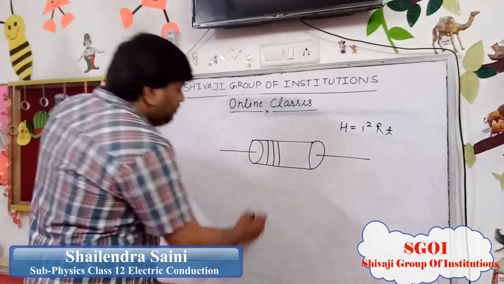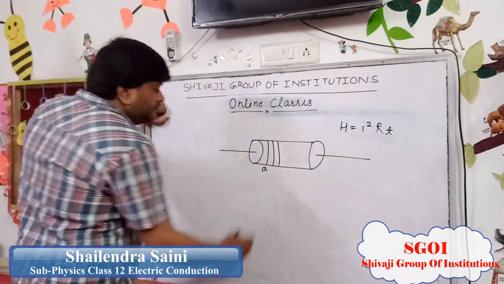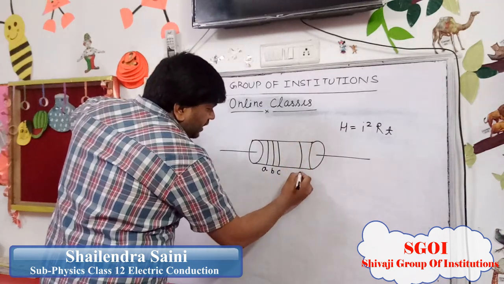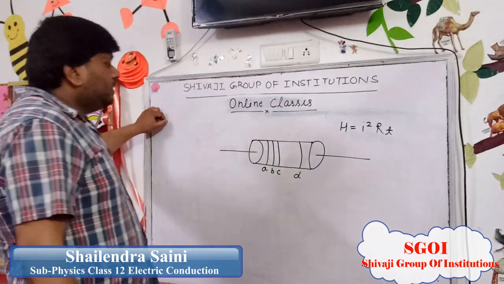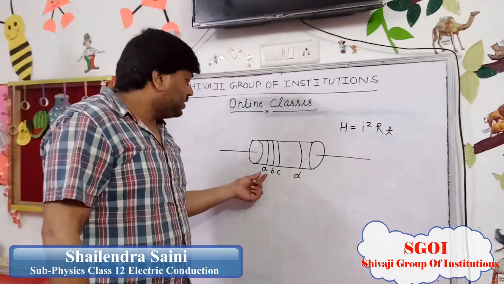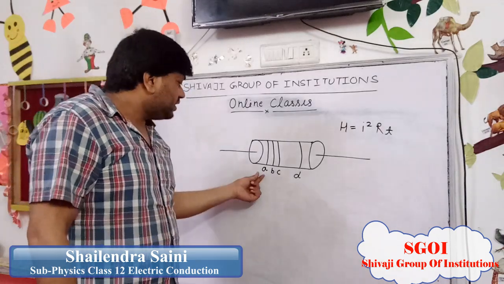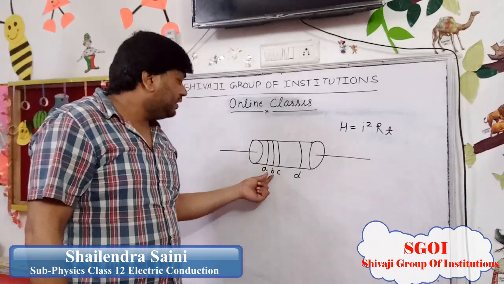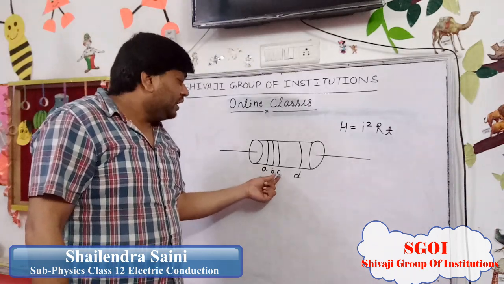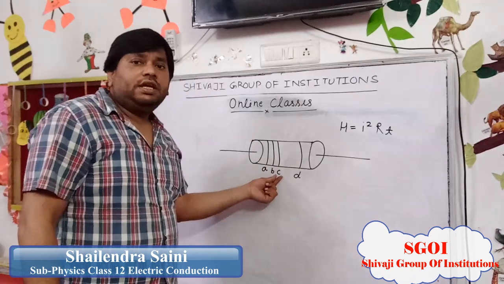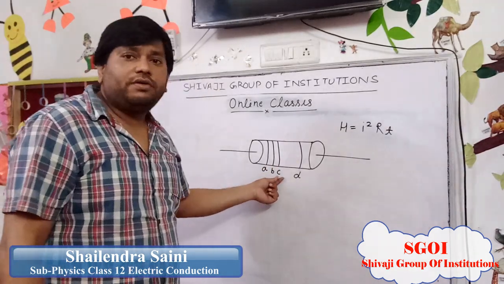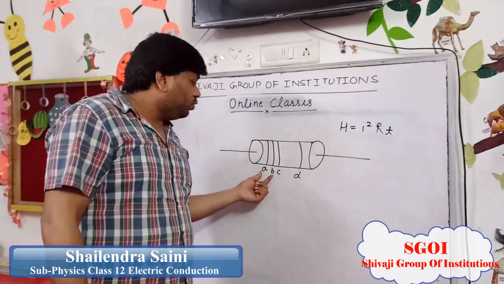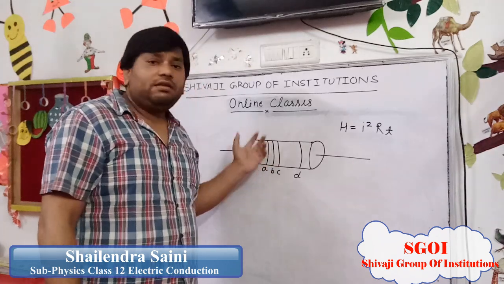I am naming them band A, band B, band C, and the last one band D. The first band A denotes the first significant digit, and the second band B denotes the second significant digit. The third band C represents the powers of 10 and is called the multiplier. The value of C is multiplied with these two significant digits so that we can find the value of the resistance.